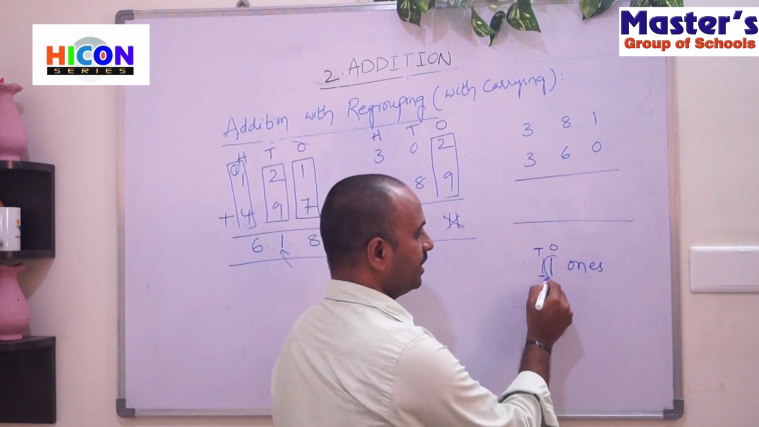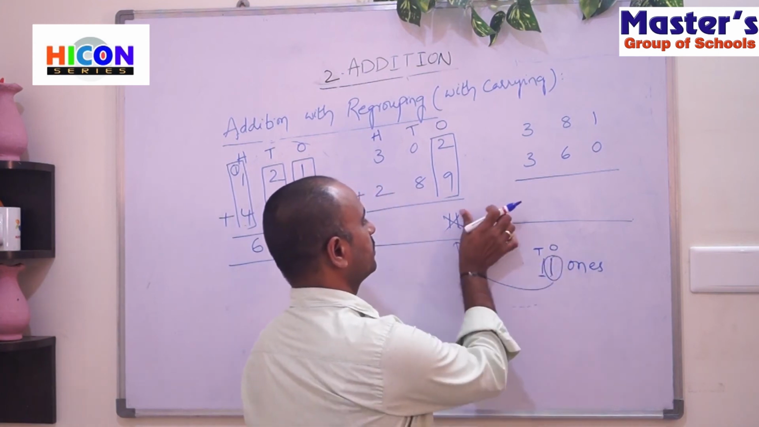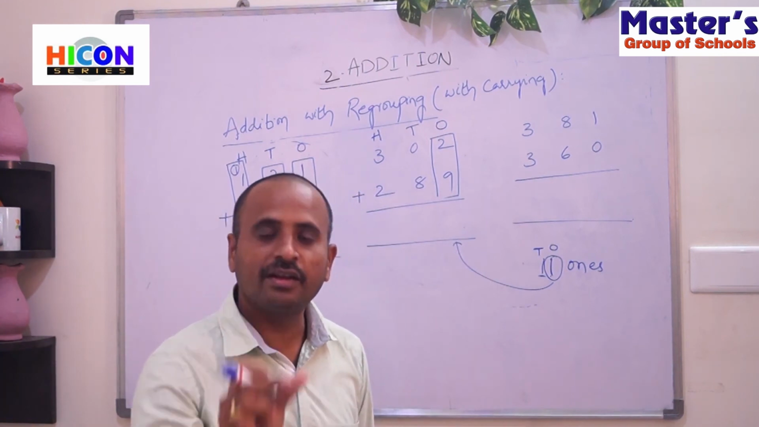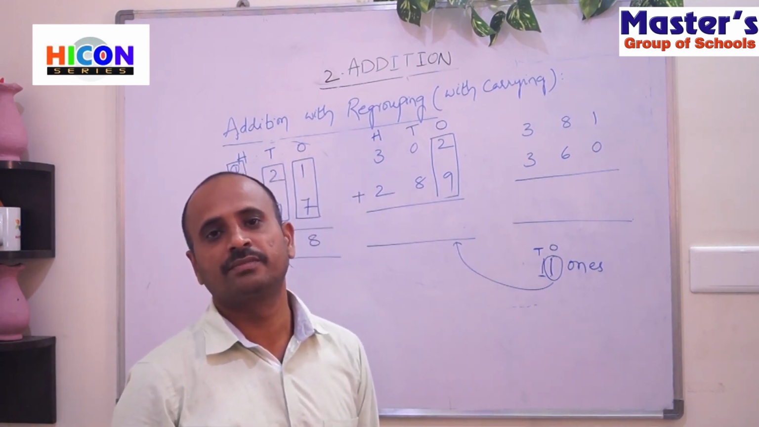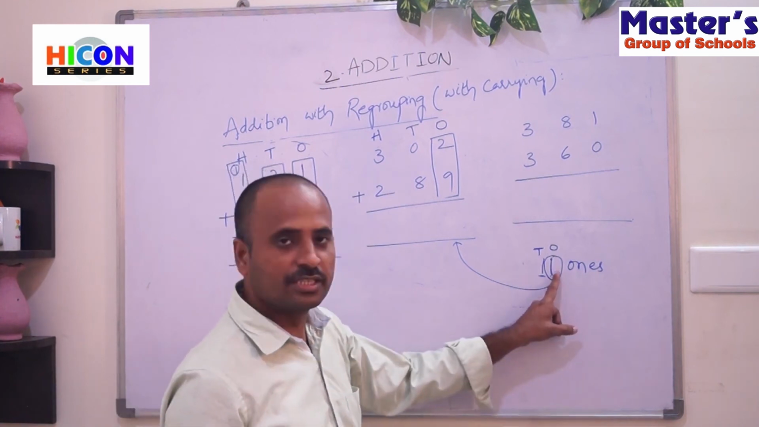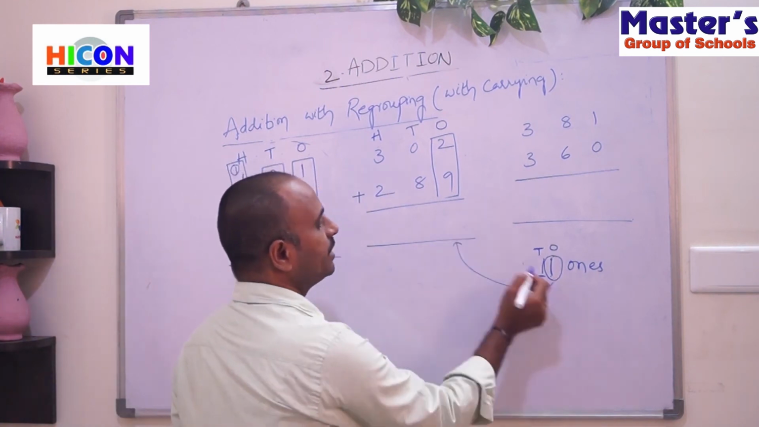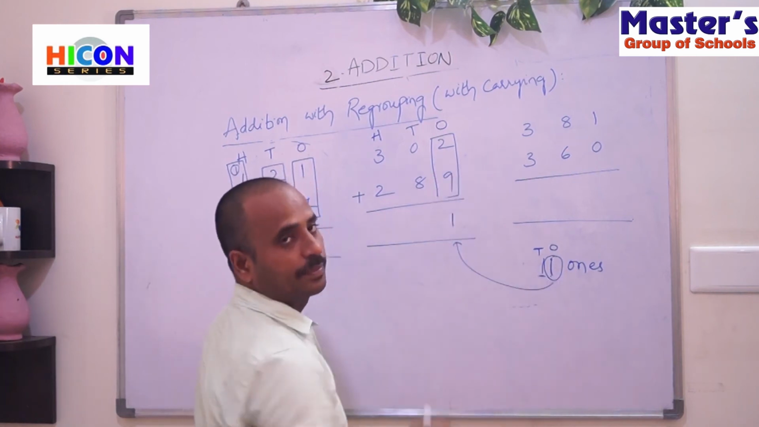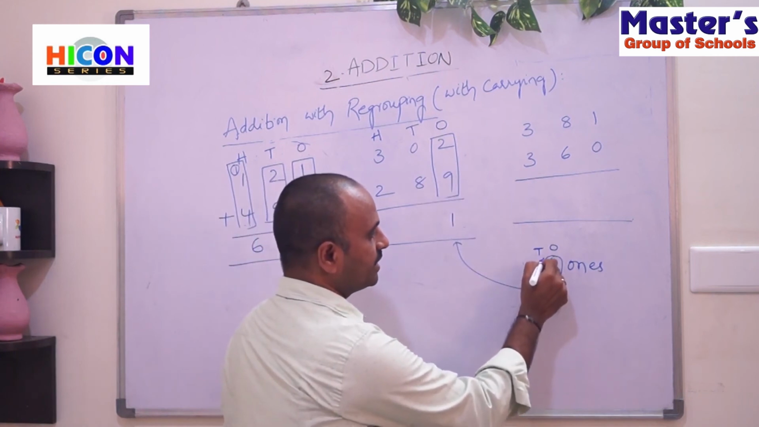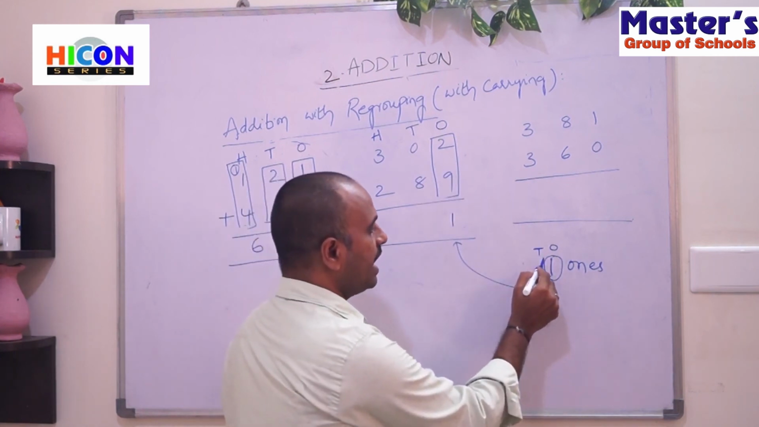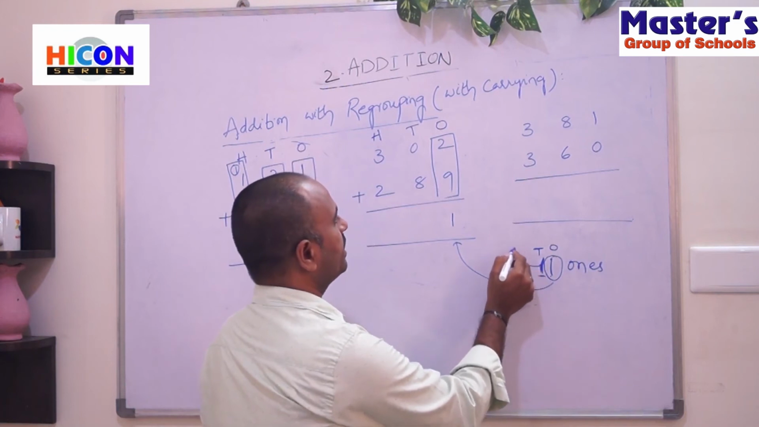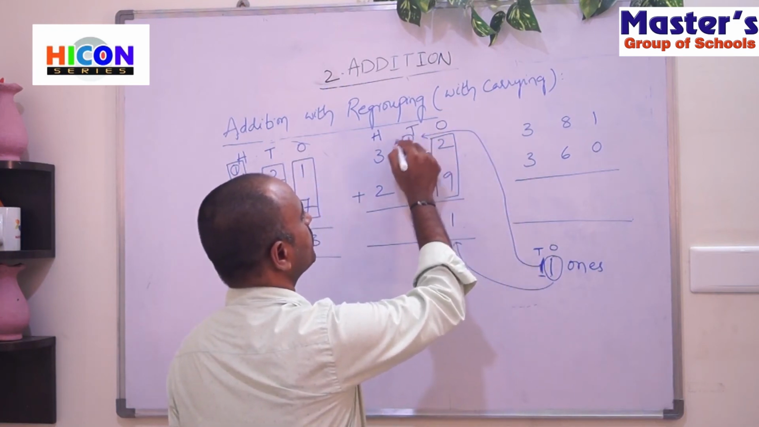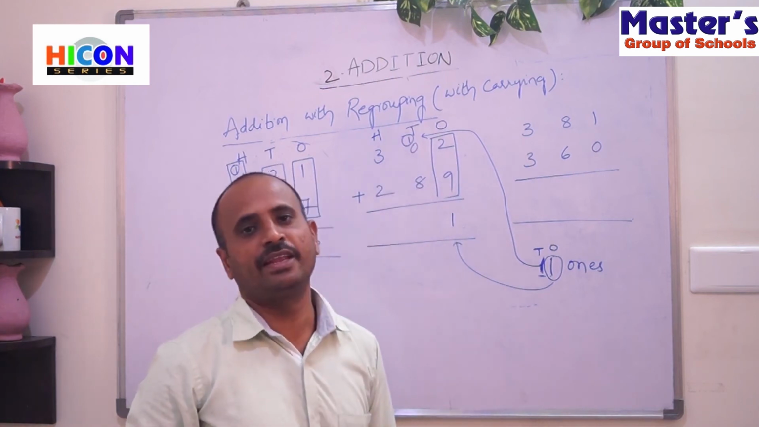So write this 1 under the ones place. The digit present in the ones place should be written under the ones place. Here 1 is present in the ones place, so write 1 under the ones place. And the other 1 is present in the tens place, so carry this 1 into the tens place. This is called carrying.